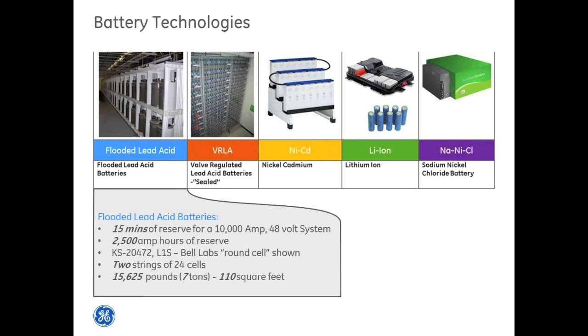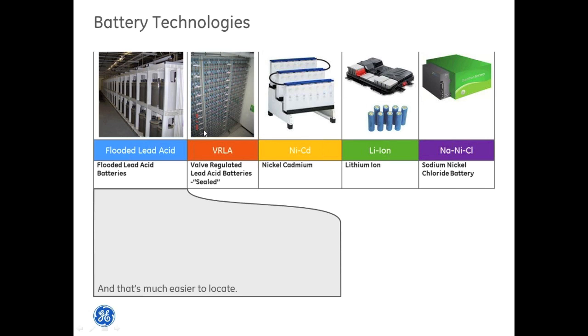If we look at a requirement for 15 minutes of reserve time for the same 10,000 amp 48 volt system, now we're only looking at 2,500 ampere hours of reserve. With the list 1Ss again, that's only 2 strings of 24 cells, a mere 15,625 pounds or 7 tons, but 110 square feet is considerably less too. And that's a whole lot easier to find somewhere to put it.